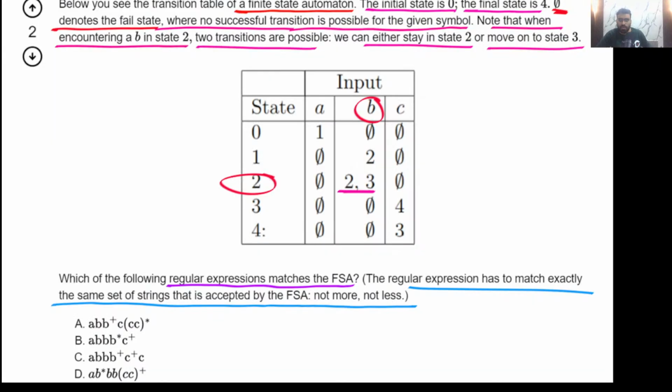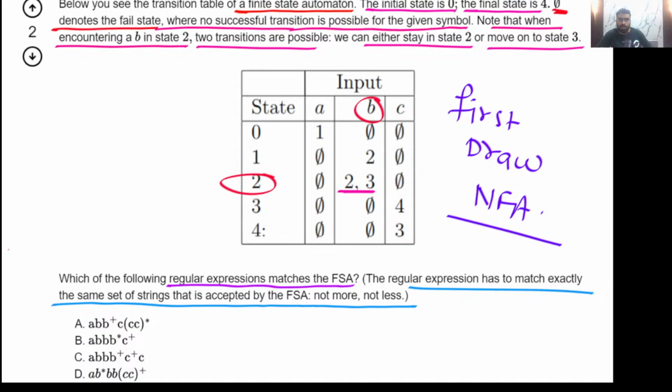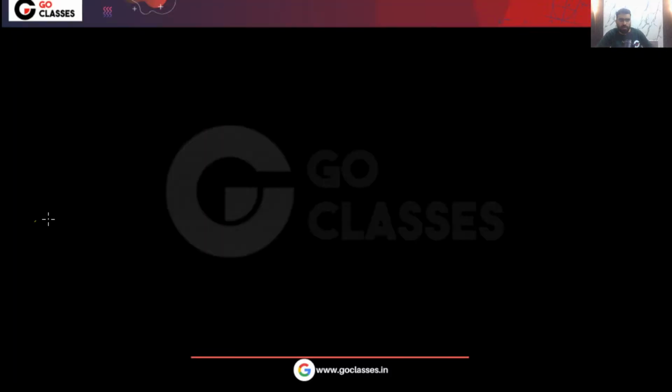First, you can create an automata from this table. This transition table is given to you. Let me tell you what you do first. First, create the NFA. First, draw the NFA. Okay, first you draw the NFA. So, let's draw the NFA. So, what will be the NFA here?